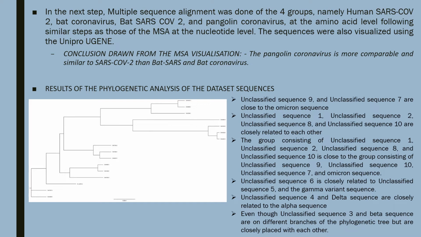Unclassified sequence 6 is closely related to unclassified sequence 5 and the gamma variant sequence. Unclassified sequence 4 and the delta sequence are closely related to the alpha sequence. Even though unclassified sequence 3 and the beta sequence are on different branches of the phylogenetic tree, they are closely placed to each other.